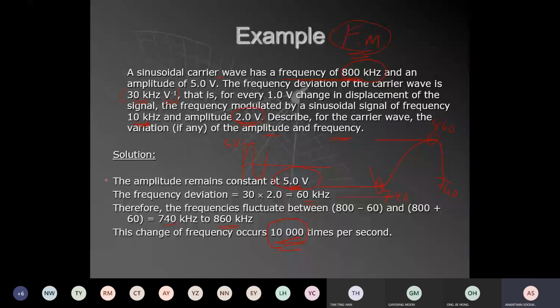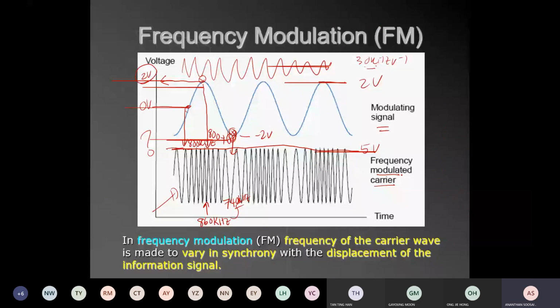Okay. So this could be one structured question if it comes out in the exam. This is what type of modulation? It's frequency modulation. What is meant by frequency modulation? Frequency modulation is when the frequency of the carrier wave is made to vary in synchrony with the displacement of the information signal. That is frequency modulation.